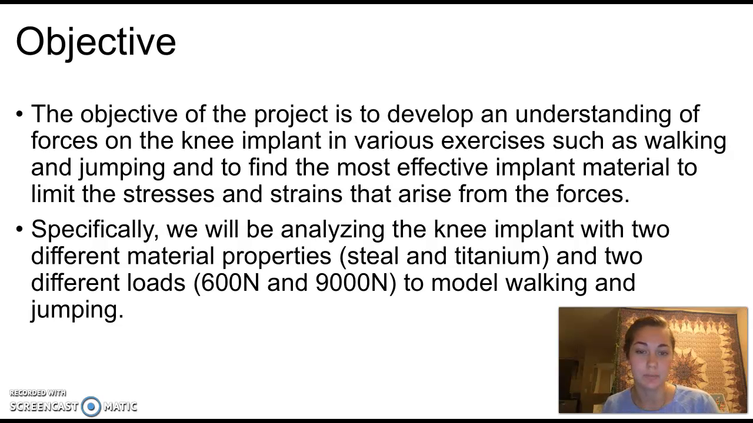So the objective of this project is to develop an understanding of the forces on the knee implant in various exercises such as walking and jumping to find the most specific implant material to limit the stresses and strains that arise from this force. Specifically, we'll be analyzing the knee implant with two different material properties, steel and titanium, to compare the two materials, and two different loads, 600 and 9,000 newtons, to model walking and jumping of a human.